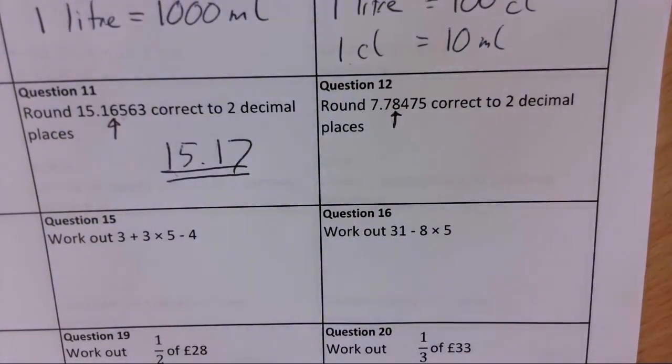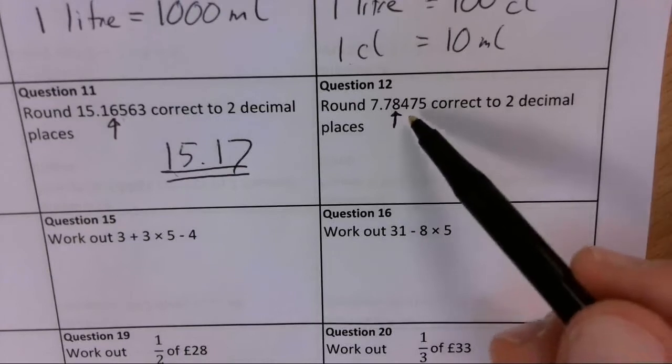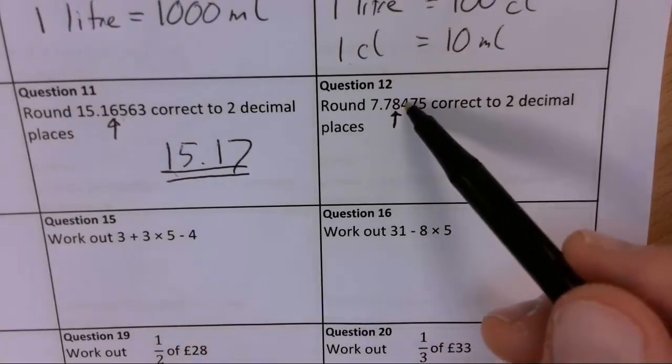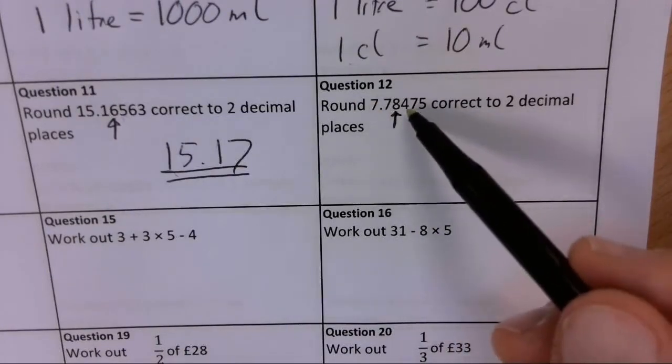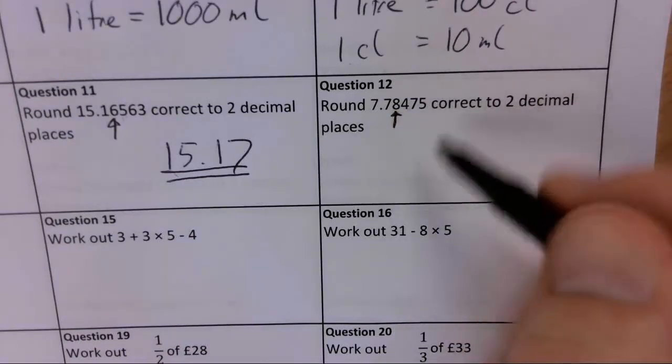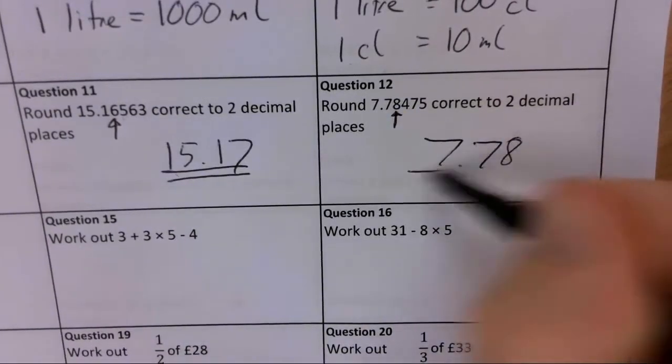Again, let's look at that number there. That's the second decimal place. Is the next number along 5 or more, in which case it will round up to 7.79? Or is it 4 or less, in which case it stays as 7.78?